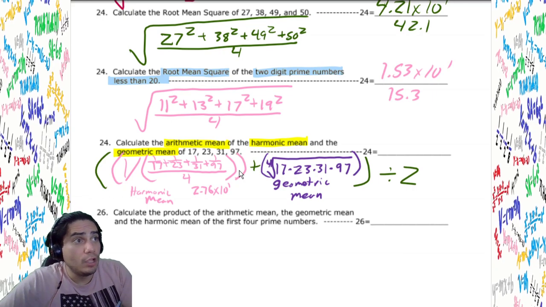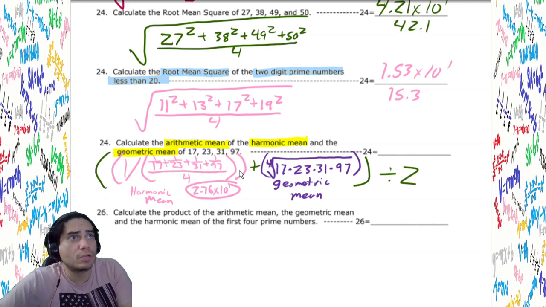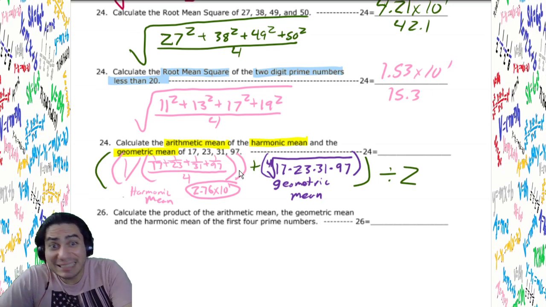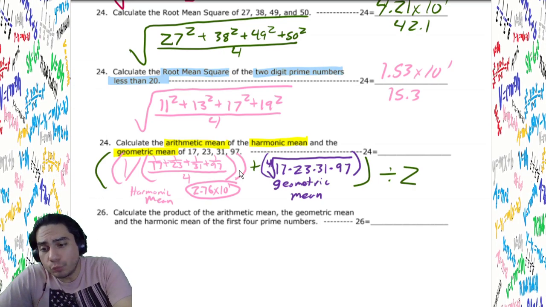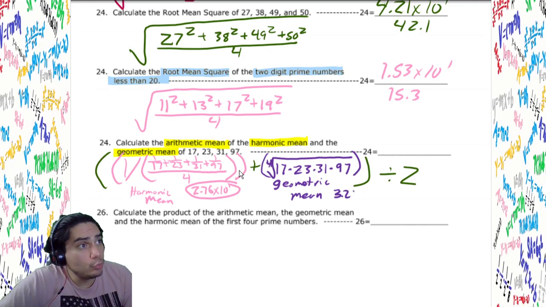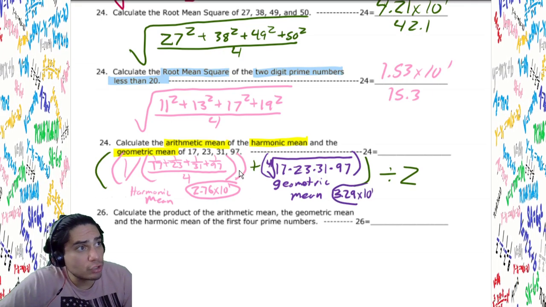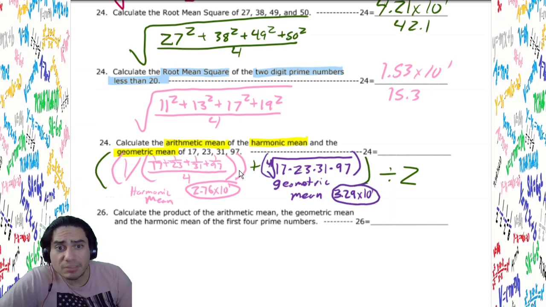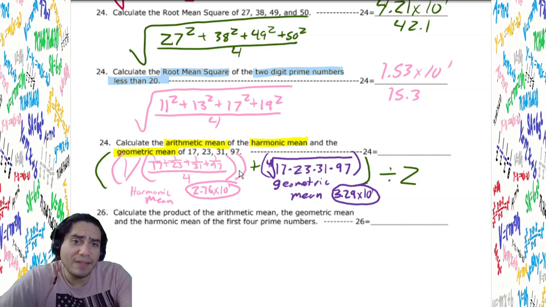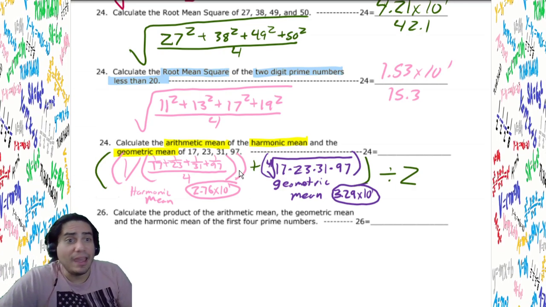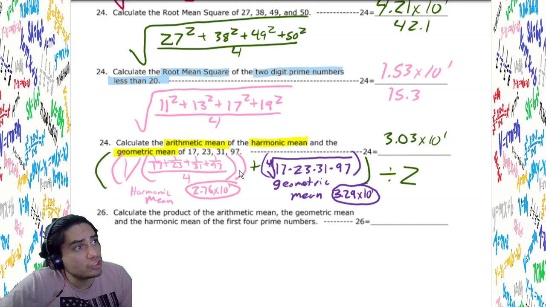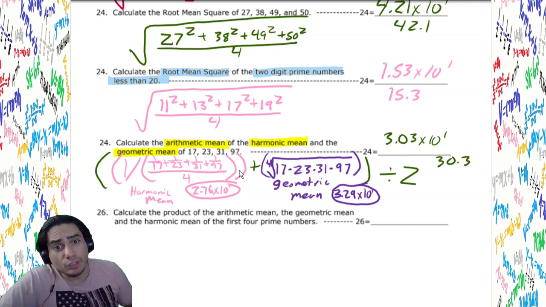Let's do the geometric mean now, okay? So now the geometric mean is going to be 17 enter, 23 multiply, 31 multiply, 97 multiply, 4 y root x. And so roughly what I get here is 3.29 times 10 to the first for the geometric mean. You should see the 2.76 times 10 to the first as your first number. So what do we do at the end? We hit plus, 6.05 times 10 to the first, and then hit 2, divide. And now we got our answer. Our answer is going to be 3.03 times 10 to the first, or 30.3. That's how we do this work. Easy work, ladies and gentlemen.